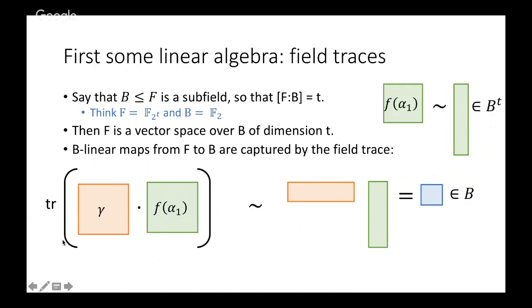So trace, which is some operation that I'm not going to define, takes in an element of the big field and spits out an element of the small field. And what this cartoon is meant to imply, the true fact, is that if I take the trace of the product of 2 elements over the big field, what comes out is a single element over the small field, which I should think of as being the inner product of the vector versions of these 2 things.